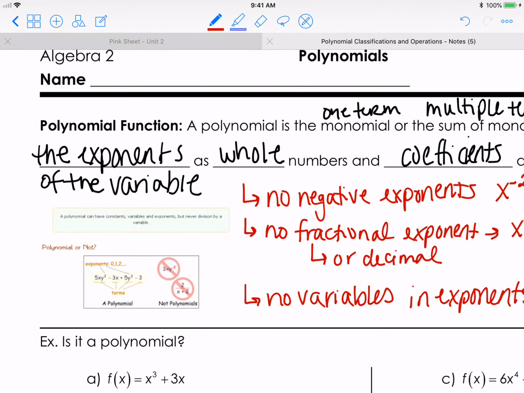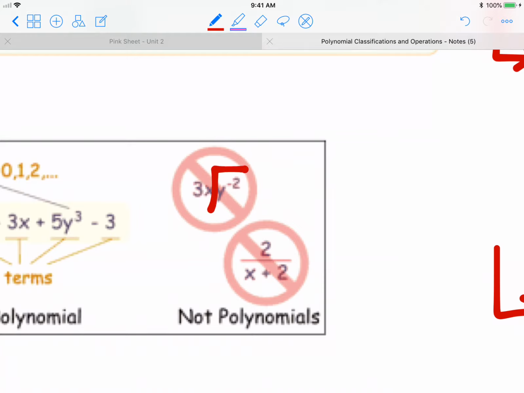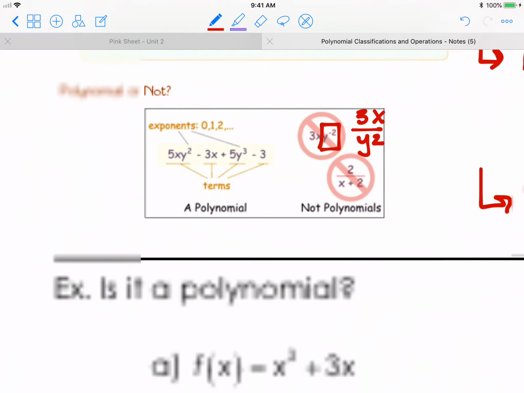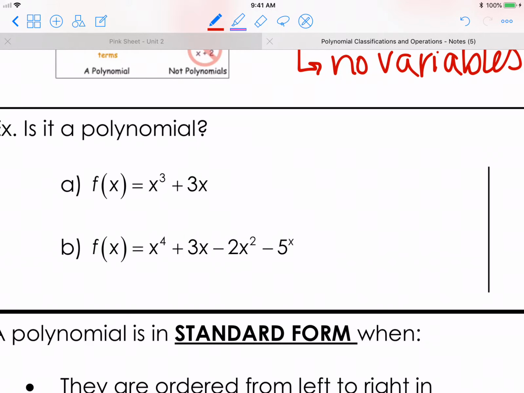Okay, so here's a bunch of examples of what it can and cannot be. There cannot be any division and variables in the denominator. So if you look at something like this where it has the negative 2, remember those negatives really go to the bottom and it becomes 3xy squared. So you're going to have a variable in the denominator at that time. Okay, so let's look at these examples and say, is it a polynomial? Yes or no?